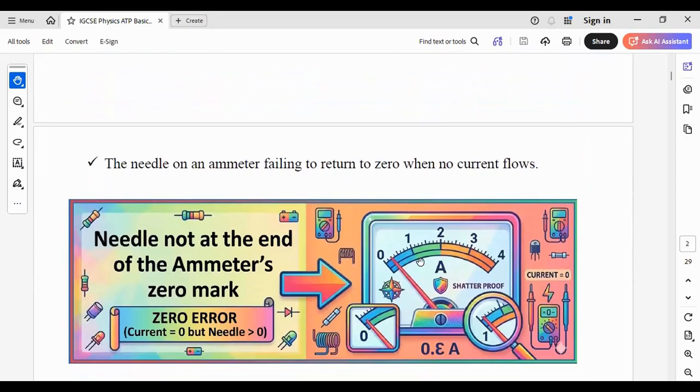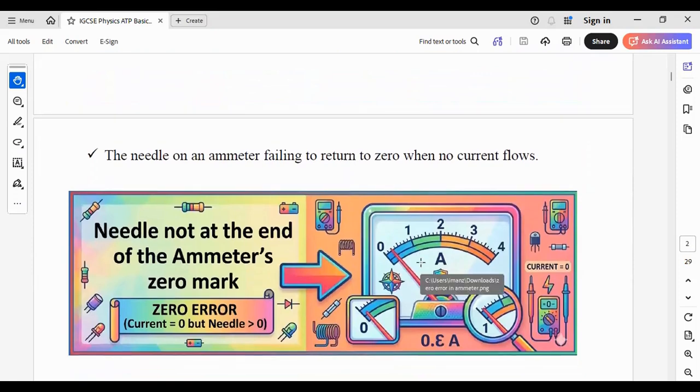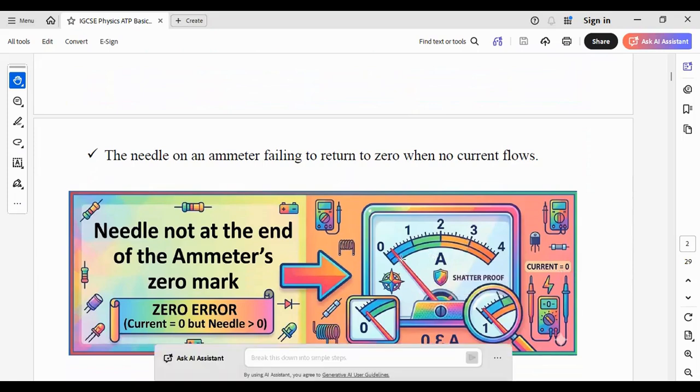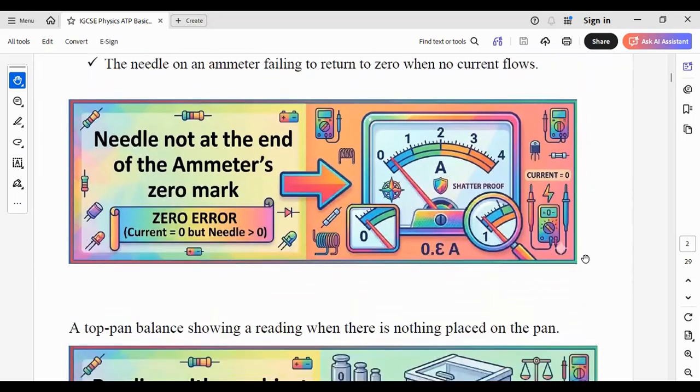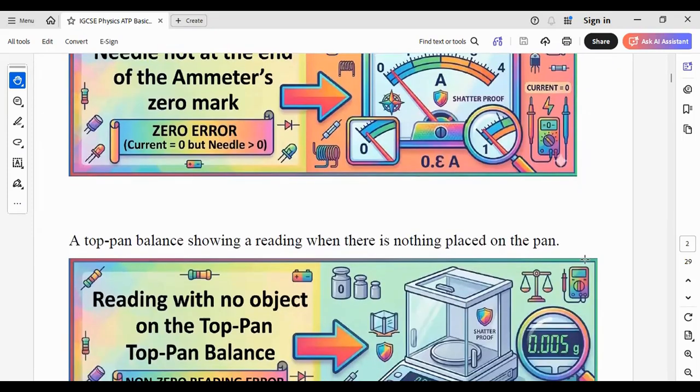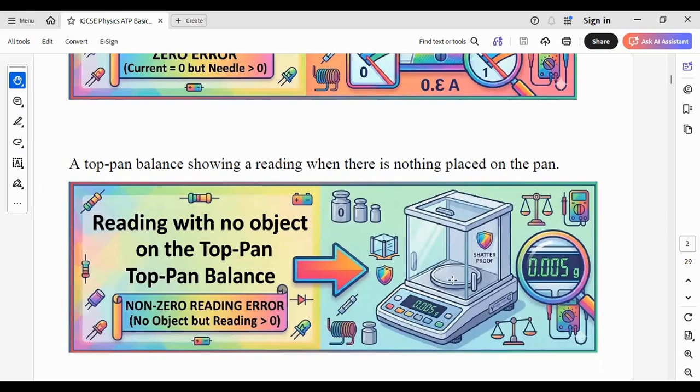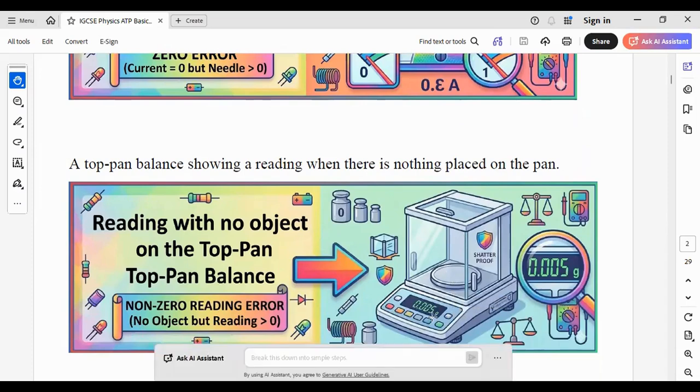The zero error in the ammeter: the needle on an ammeter fails to return to zero when there is no current flowing through it. For example, there is no battery connected to the instruments, and still the ammeter is showing a reading at this point here. So it means that there is an error in the instrument that we are using, the ammeter. Okay, a top pan balance. If you have nothing placed on the top pan balance and still it is showing some value, it means that there is an error in the top pan balance.